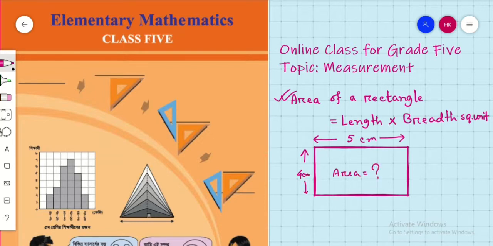This type of question we will solve today. I know all of you can multiply 5 and 4. 5 times 4 is 20. So 20 square centimeter is the answer. Right. Now there are some problems. If area is given, then you have to find the length. So what can we do?